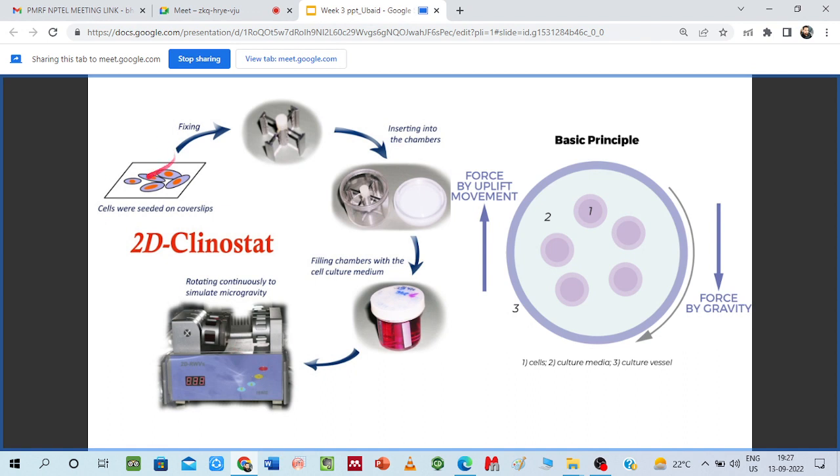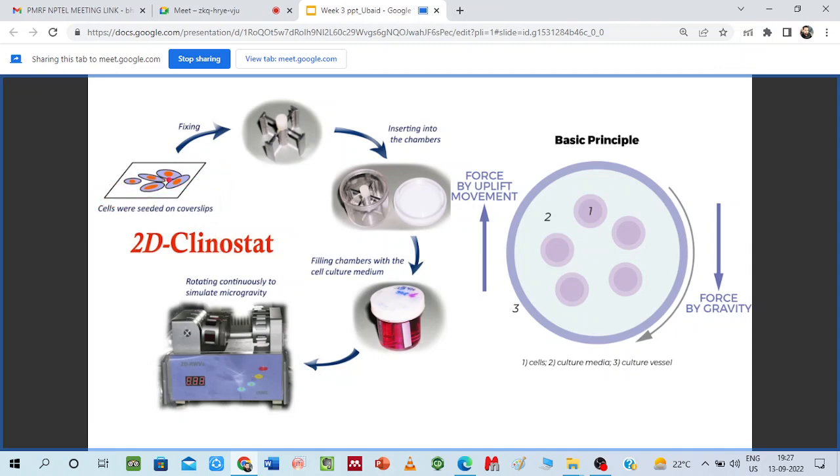So these cells are first coated, or seeded, on a cover slip or some particular type of plate which is used in the different types of clinostat. For example, these clinostats from different companies have different cover slips or different plates for culturing or growing the cells.